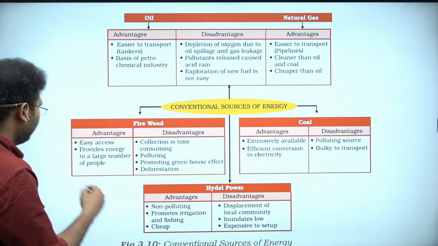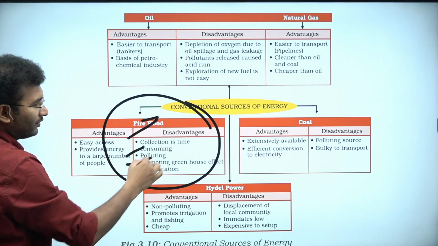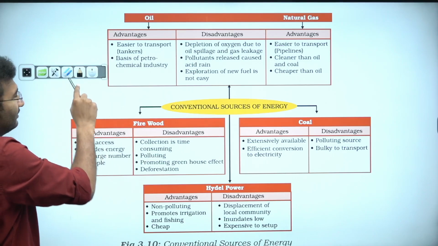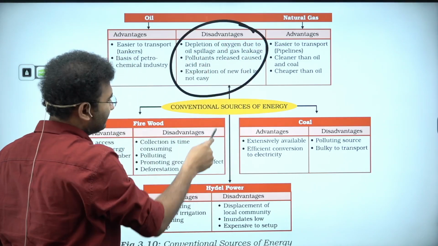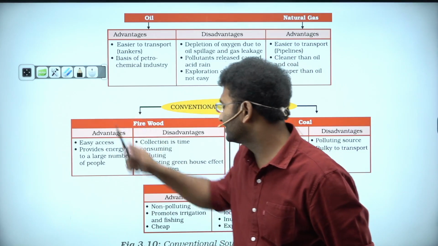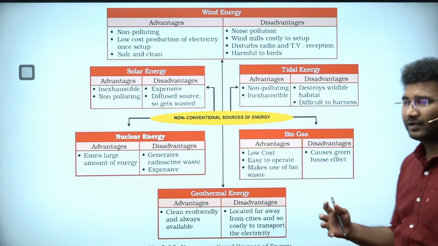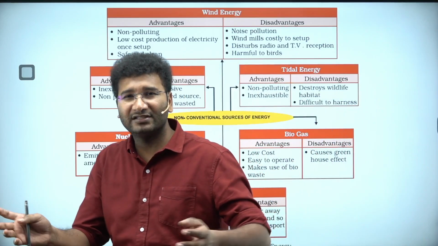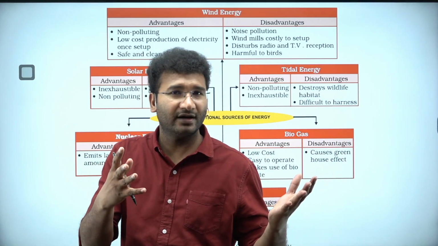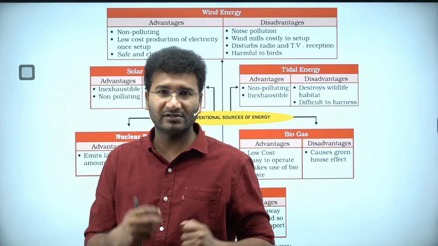So this is one of the fundamental problems: pollution and promotion of greenhouse gases. The common problems are these. The disadvantages of these are always the same, right? What is the advantage of hydropower? It is considered to be non-polluting, promotes irrigation and fishing, and is cheaper compared to other ones. But the disadvantage is that for every hydropower you need to create a dam, and the dam will displace a lot of people, right? But otherwise, hydropower is always a positive entity.